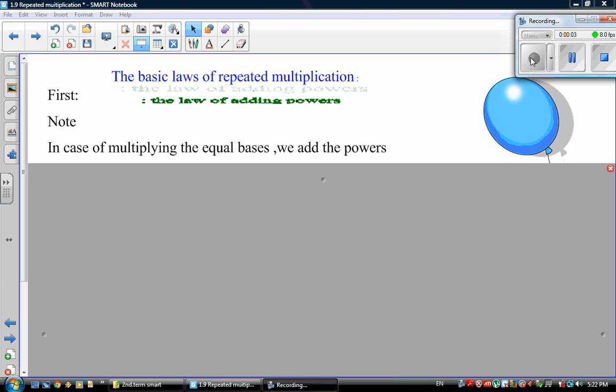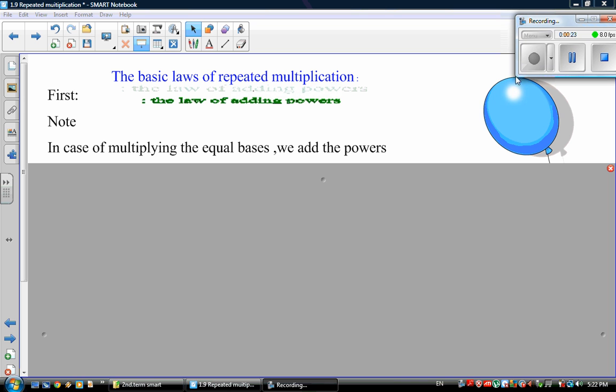Good morning. Today I'm going to take you through two very important exponent laws. They are about what happens when you multiply powers and divide powers. The first is about multiplying powers.